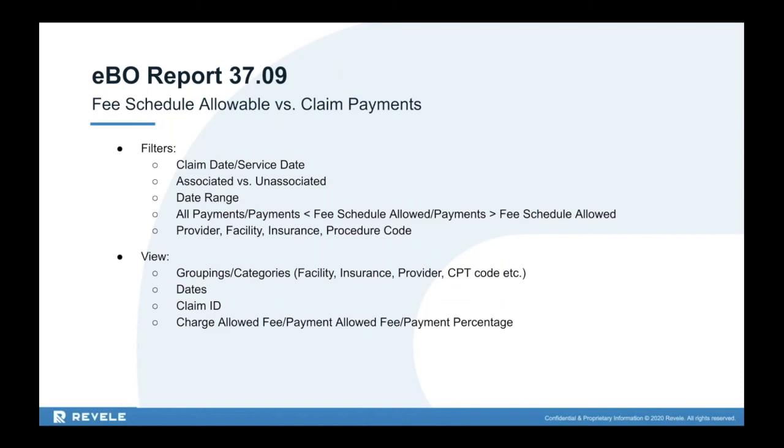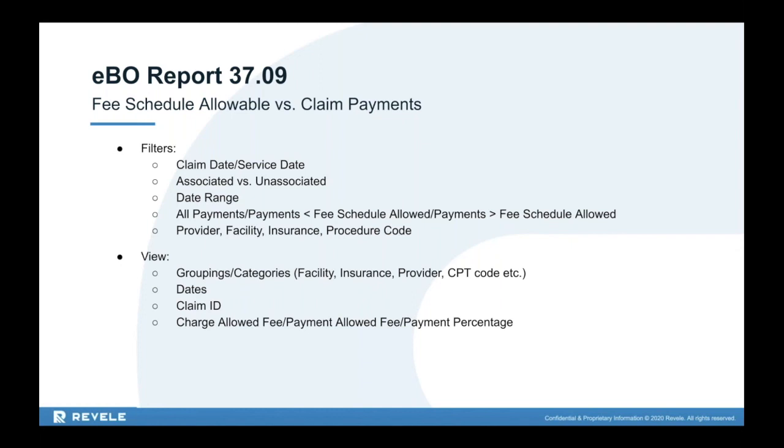So a quick example there. Let's say on a CPT that your charge allowed fee on the fee schedule is loaded as $100, but the payment allowed fee was only $50 is what came from the payer and was posted. So your payment percentage is then going to be 50%.